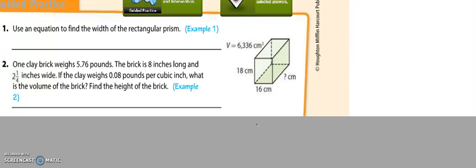The first thing I need to remember is the formula for volume of a rectangular prism. The formula for volume is volume equals length times width times height. Given a picture of a rectangular prism, I first want to label all of my parts.